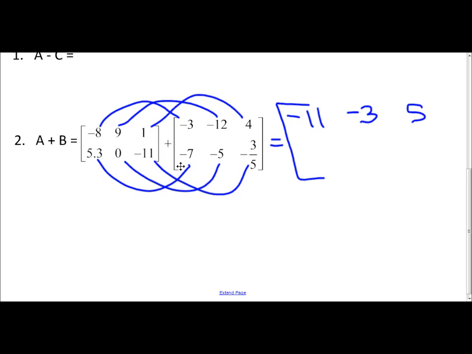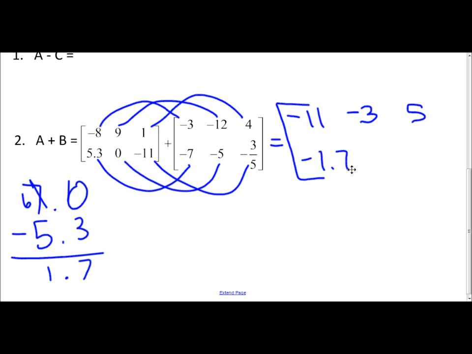5.3 plus negative 7. The way I think about this is I say to myself, well, I need to find the difference of these two. So what's the difference of 7 and 5.3? The difference of these two is 1.7. But I know I've got a 5.3 and I'm adding a negative 7, so my sum there is going to be negative, a negative 1.7. 0 plus negative 5 is just negative 5.